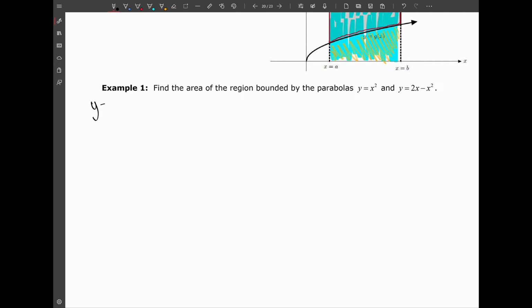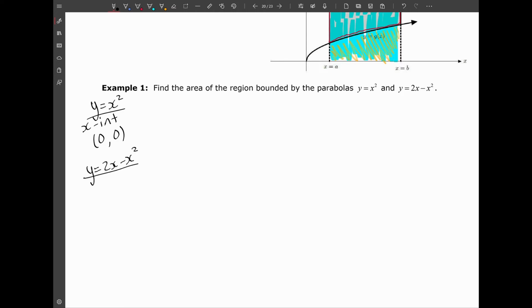So let's start with y equals x squared. Well, this one's actually kind of nice. We know what the x-intercept is. It's a really simple parabola. We know how to sketch that. The x-intercept is going to be 0, 0. It's the standard parabola.